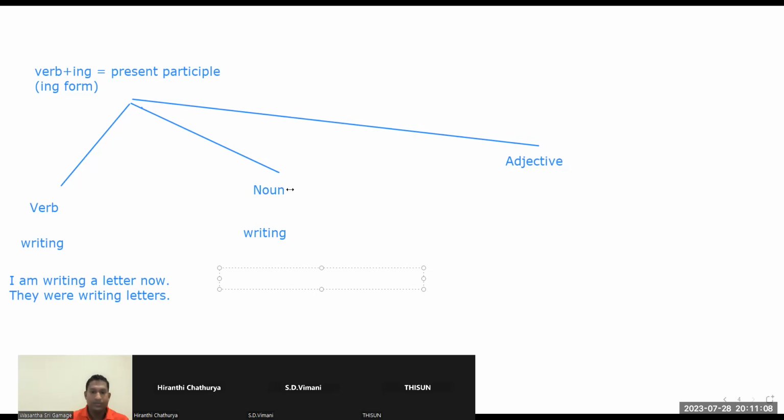For that noun, we call it the gerund of the verb. Gerund means the pure noun form of the verb.